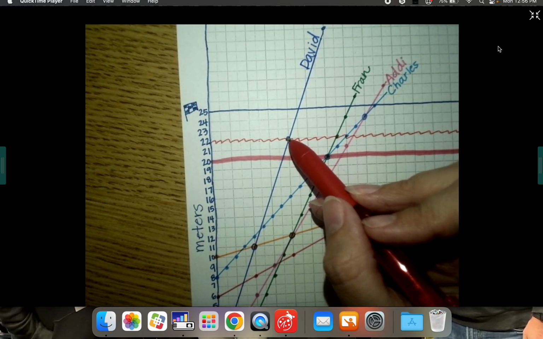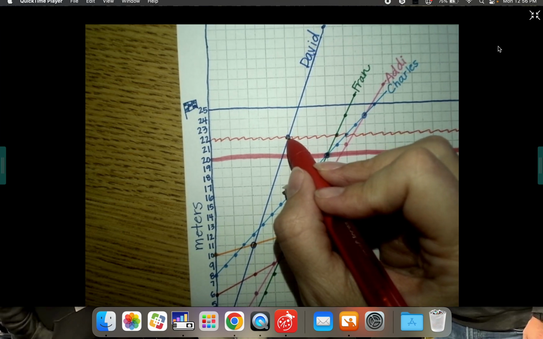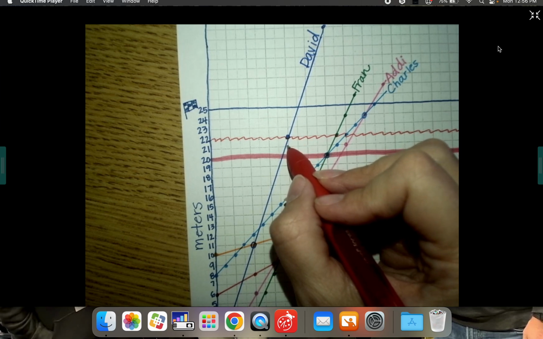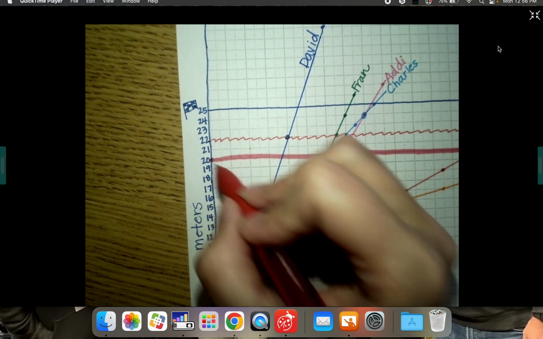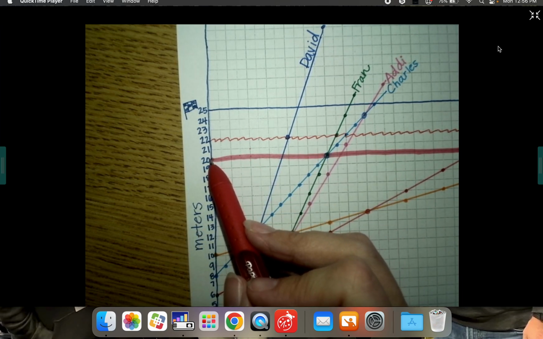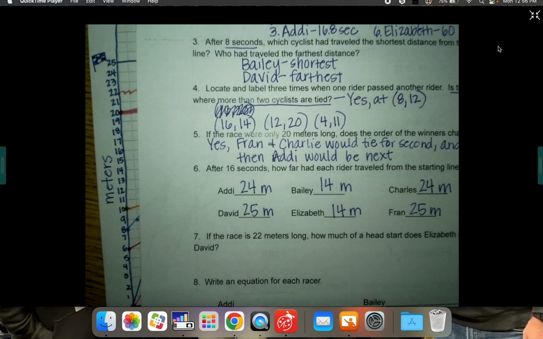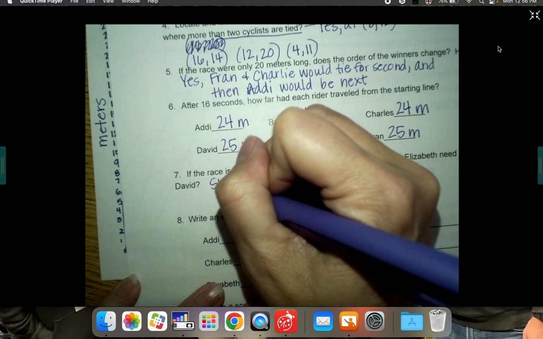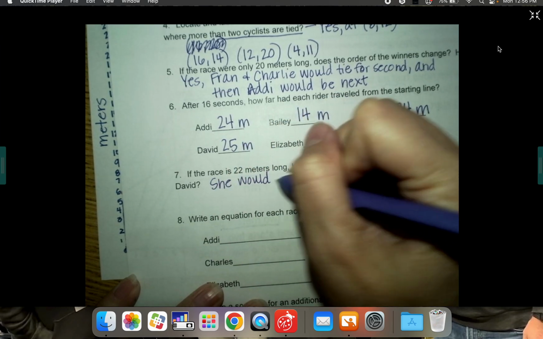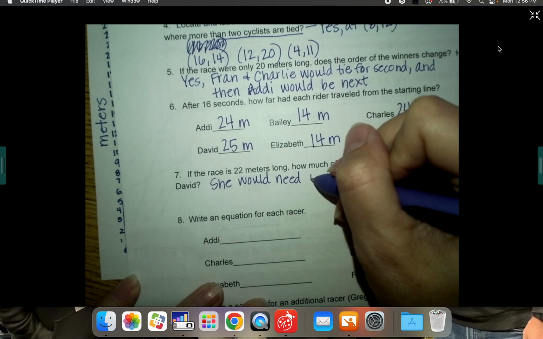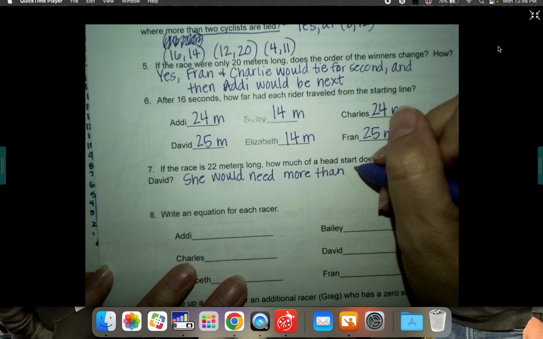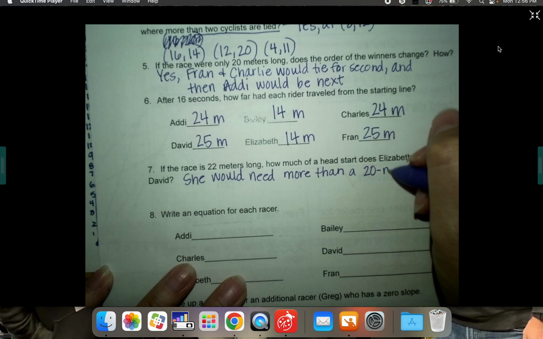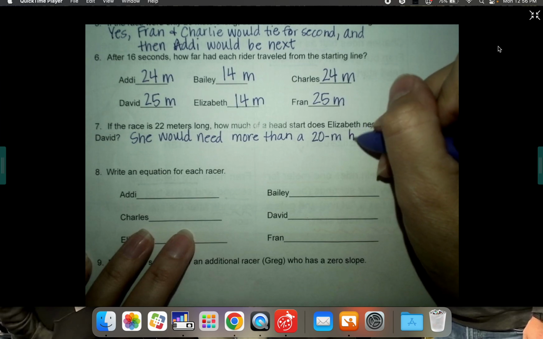So if she needs to come in before him, she needs more than, what was her rate? Up 1/4? Let's go backwards to the starting line. Down 1/1, 2, 3, 4. Down 1/1, 2, 3, 4. She would need a more than 20 meter head start. Bless her heart. If she was at 20 meter head start, they would tie. So she would need more than a 20 meter head start. So again, if she was at 20 meters, they would tie.